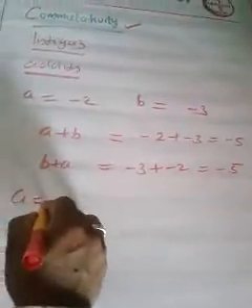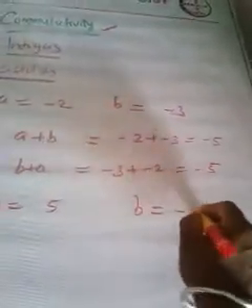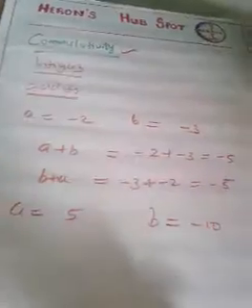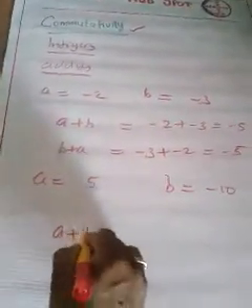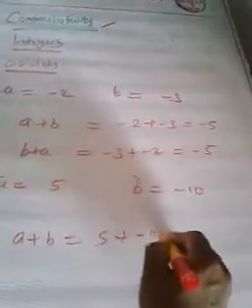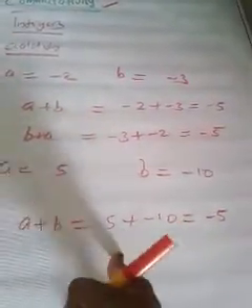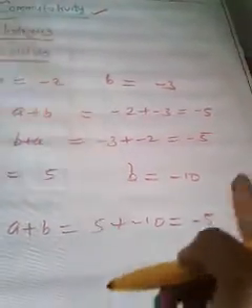The next example, a is equal to 5 and b is equal to -10. Can I select a is equal to 5 and b is equal to -10? Of course, because 5 is an integer, -10 is also an integer. Then what is a plus b? 5 plus -10. What is that answer? -5. You know how to add a negative number and a positive number. Find the difference and give the greater number's sign.